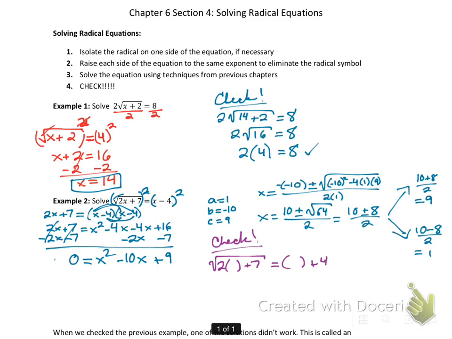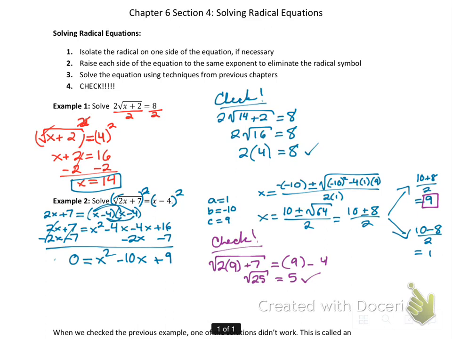Minus 4. Oops. So now I replace the blank with the number. Let's try 9 first. Well, 2 times 9 plus 7 is 25. So we're asking, does the square root of 25 equal 5? Yes, it does. 9 is an answer.